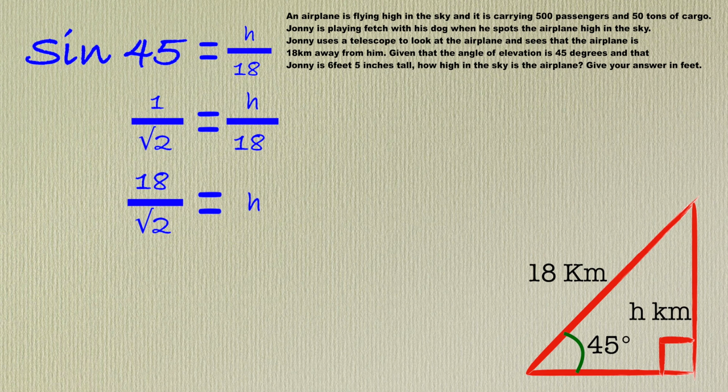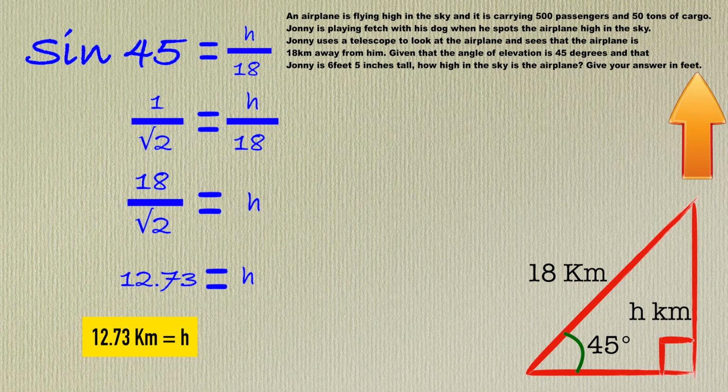Let's simplify this even further. 18 over root 2 is equal to 12.73 kilometers. Don't forget, however, that the question is asking us to give our answer in feet. We know that 1 kilometer is equal to 3,280.84 feet. But we want to know how many feet are in 12.73 kilometers.